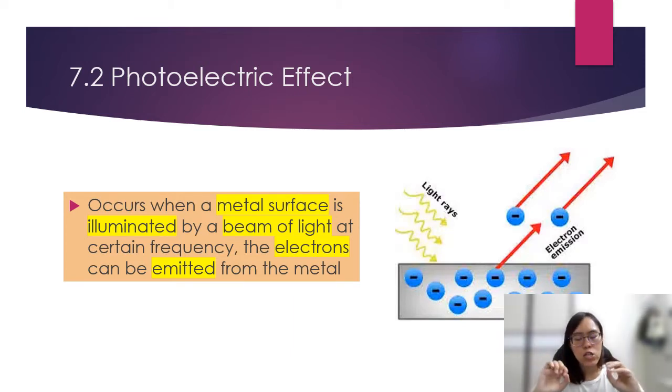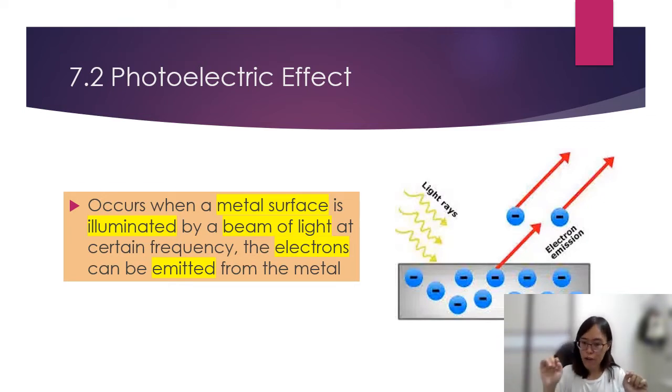If you learned the process of thermionic emission in Chapter 5, do you remember? Thermionic emission is when you heat a metal surface, then the electrons are able to escape from the surface of the metal. However, for the photoelectric effect, the metal is illuminated by light at a certain frequency, then the electrons are able to be emitted from the metal. So both are electrons escaping from the metal surface. However, thermionic emission uses heat, while the photoelectric effect uses light at a certain frequency.